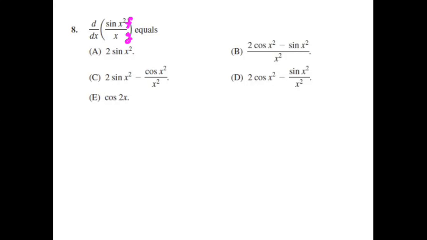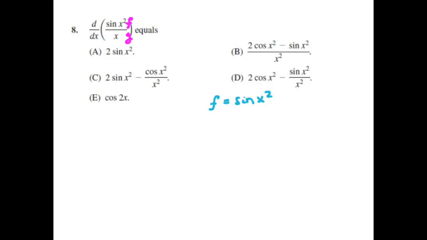But if I look at the function on top, sine of x squared, I see that there's two functions there. There's a sine, and then there's also a quadratic that's inside the sine function. So that's a sign that I need to use my chain rule. And so I'm going to do that first. F is equal to sine of x squared.